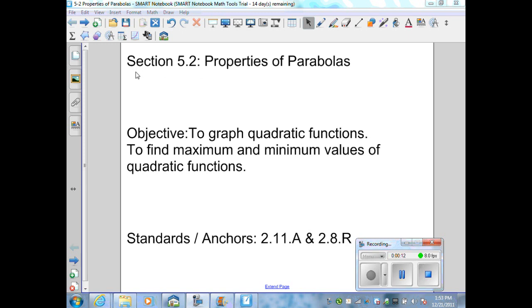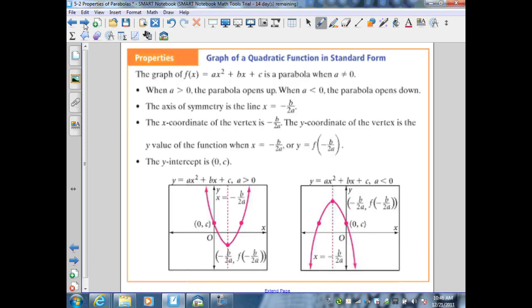Section 5.2, Properties of Parabolas. The graph of a quadratic function in standard form. We already know the standard form is f of x equals ax squared plus bx plus c. When you graph that quadratic function, what you get is a parabola, and that is when a does not equal 0. If a equals 0, the quadratic term would drop out, making this a linear function. The parabola is a U-shaped figure that can point up or point down.